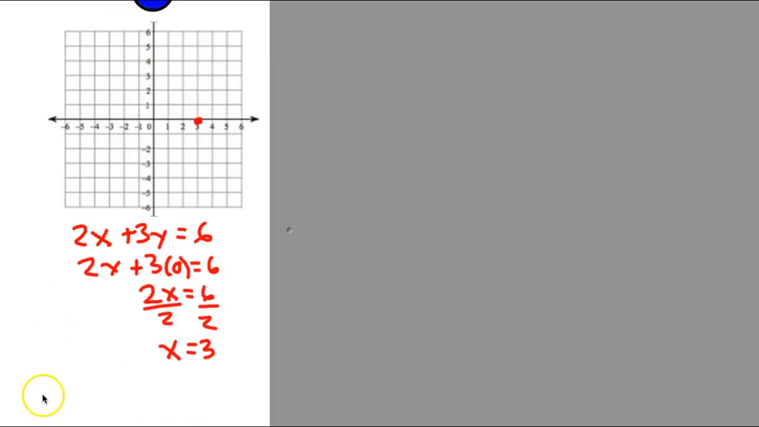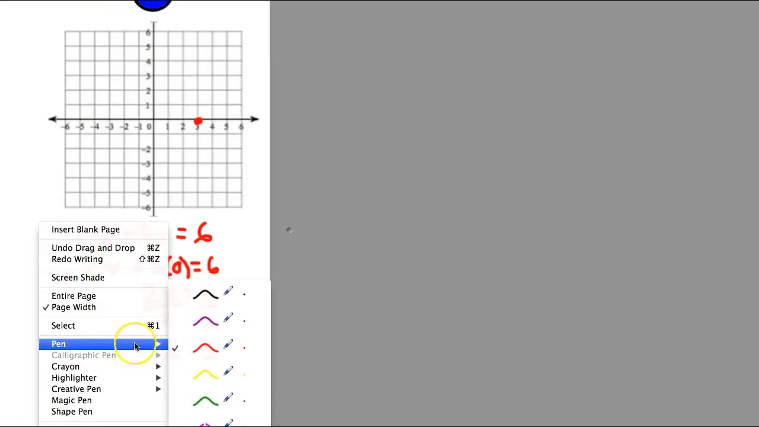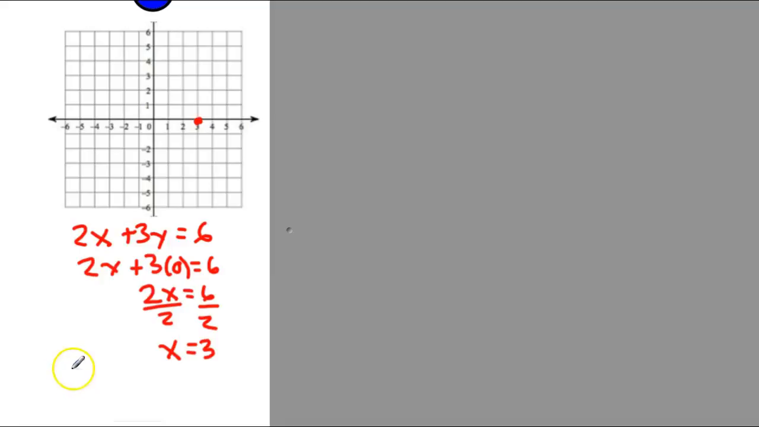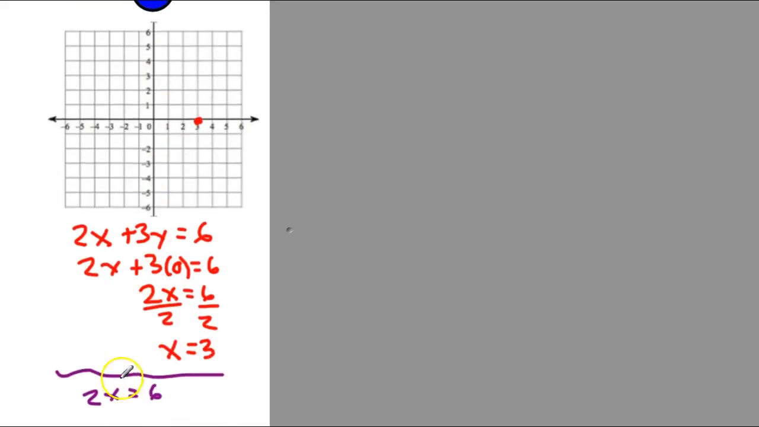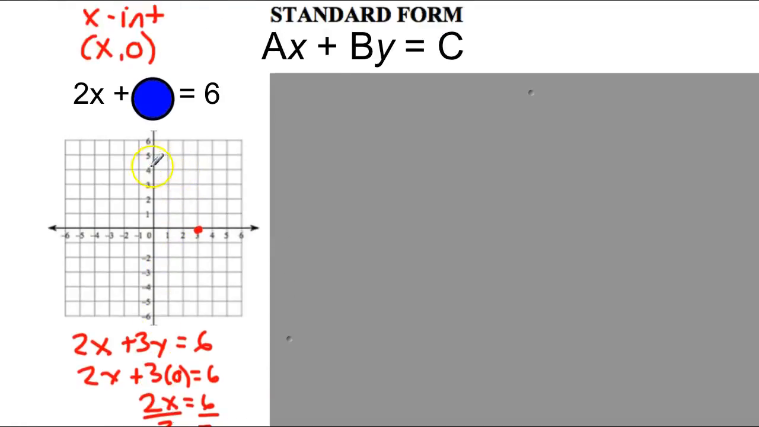So let me write that part down. I could have done this whole thing, or I could just do 2x equals 6. Right, I covered up the y because y equals 0. 2x equals 6, divide by 2, cancels. Over here is going to be x equals 3, right? The same thing. So that's called the cover-up method.